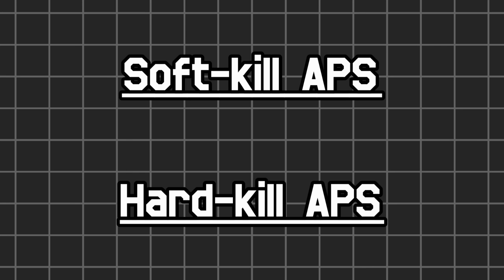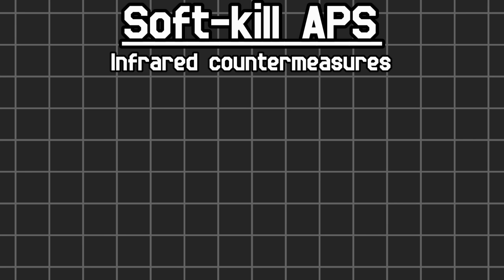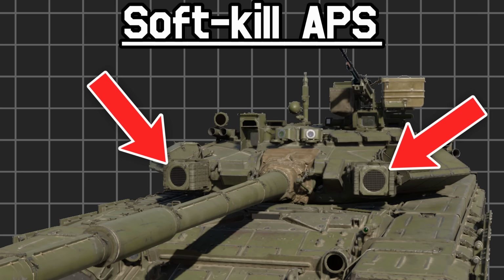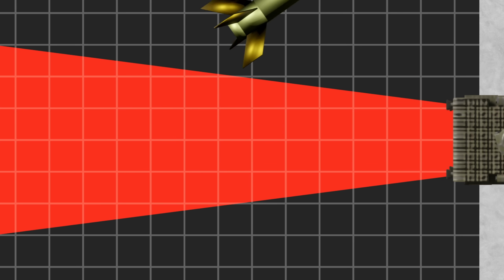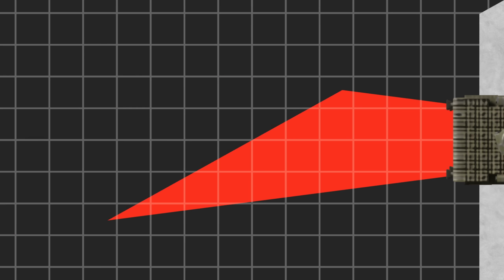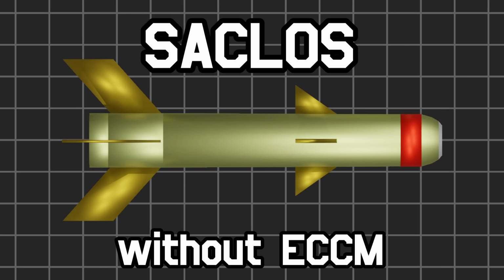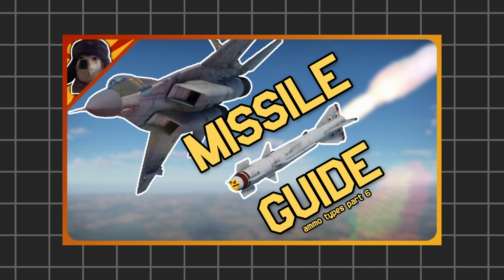Time to think outside the box, or rather, outside the tank. Active protection systems are designed to detect and neutralize incoming projectiles before they hit the vehicle. There are two types of APS, soft kill and hard kill. Soft kill APS, also known as infrared countermeasures, IRCM, or electro-optical APS, use infrared lights to disrupt incoming guided missiles. By jamming the missile sensors, this form of APS effectively neutralizes the projectile, causing it to veer off course and miss its target. This only works against semi-automatic command-to-line-of-sight missiles without electronic countermeasures though. If you didn't understand a word I just said, go watch my air-to-air missile guide and come back afterwards.